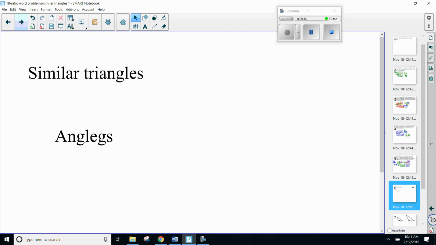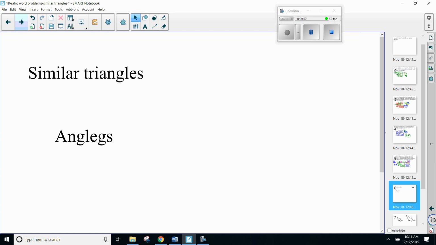Similar triangles have the same angle measure, but the side lengths are different. And when we talk about those side lengths, the side lengths are proportional to each other. Proportional just means you set up a ratio. Cross multiply and divide, and you have your answer. So everything in this lesson is cross multiplying and dividing.